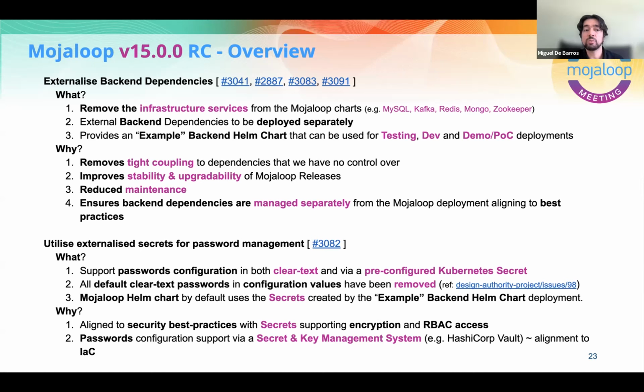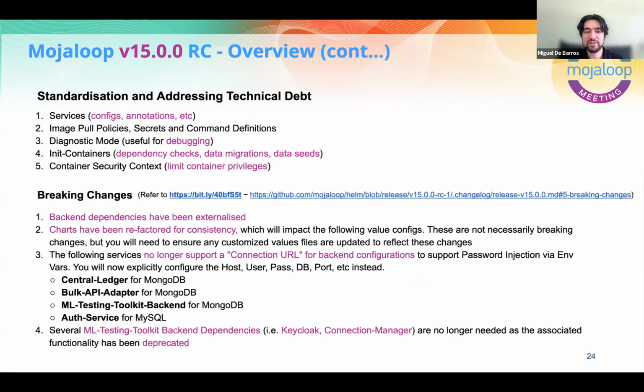Also, we've done a lot of standardization, and we've also addressed a lot of technical debt, right? So we've standardized annotations, image pull policies, the secrets, as I mentioned, and the command definitions, so how we run our containers. We've also introduced a diagnostic mode, which is useful for debugging. We've also standardized our init containers, which we use for dependency checks, data migration, as well as seeding our databases.